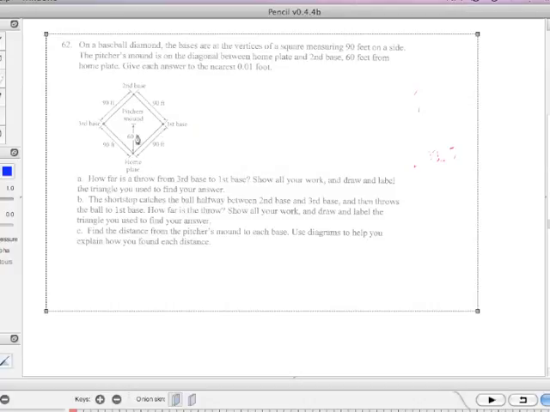So we have this baseball diamond here, and the pitcher's mound is 60 feet from home plate. And this is not just a diamond, it's a square. So we have all these right triangles. So the first question is, how far a throw is it from third base to first base?